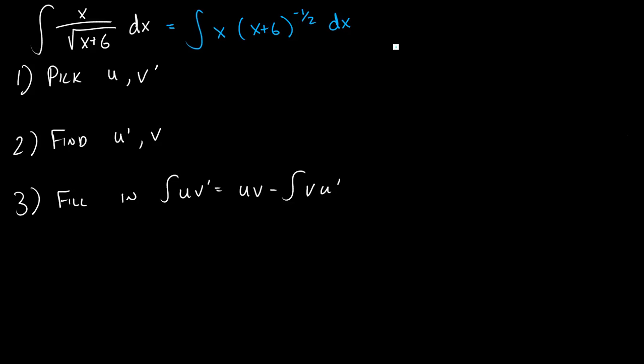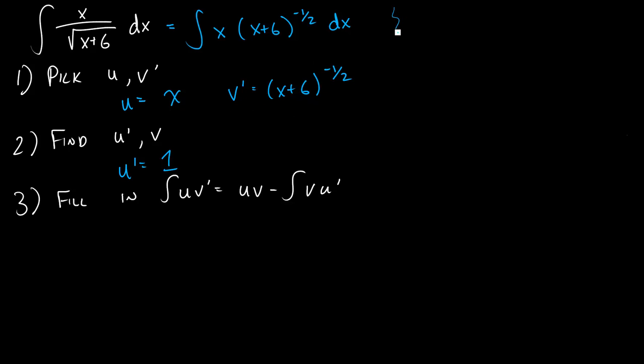Right? So I want to pick a u that gets easier to work with as I take derivatives. I could pick this, or I could pick this. I'm going to go with the x, right? X definitely gets easier to work with as I take derivatives. That means my v prime is going to be x plus 6 to the negative 1/2. Now, this is going to be a little bit tricky. So my u prime is going to be pretty easy to find, right? That's 1. But what about v? How do I take the antiderivative of x plus 6 to the negative 1/2?